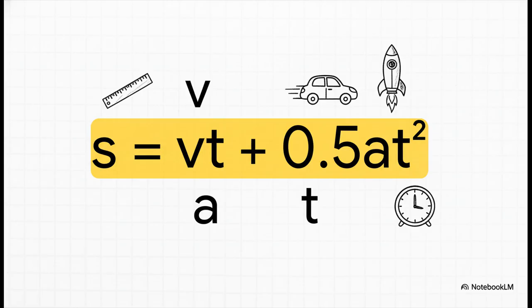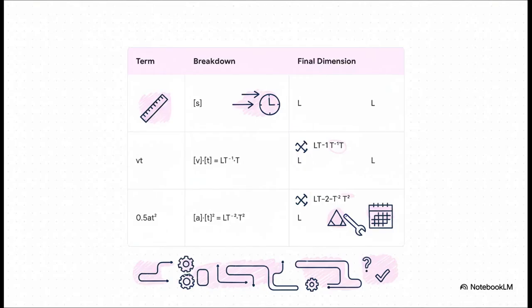Here, S is displacement, that's a length. V is velocity, A is acceleration, and T is time. Now, for this equation to be correct, every single term, the S, the VT, and the 0.5 AT squared, must all have the dimension of length. So let's check it term by term.